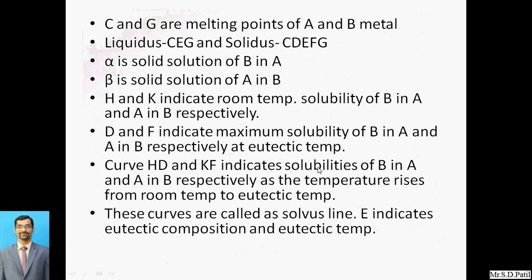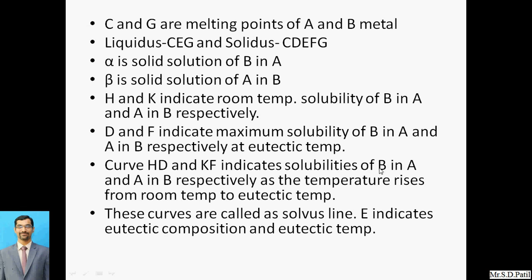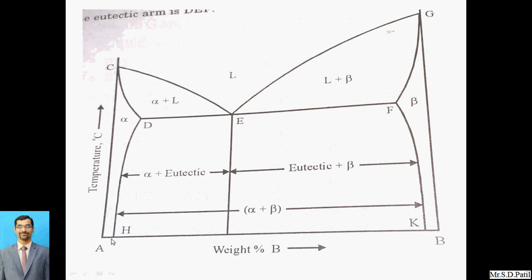So curves HD and KF indicate the solubilities of B in A and A in B respectively as the temperature rises from room temperature to eutectic temperature. This is very important. Here the temperature is rising from room temperature to eutectic temperature, so these curves will be forming. This gives the solubility of B in A initially, and then A in B.